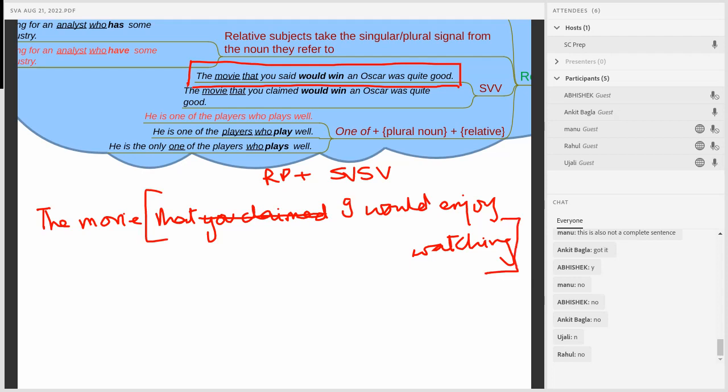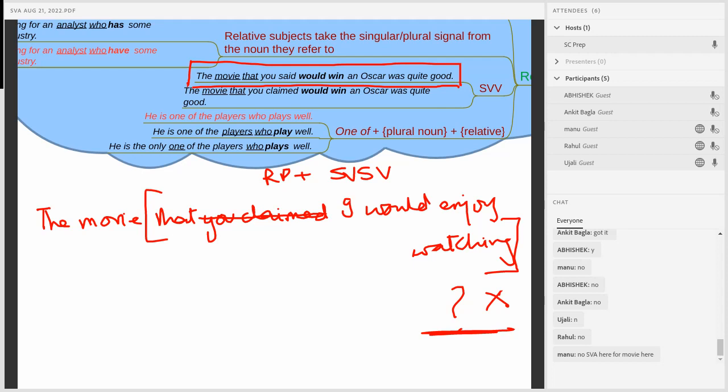Excellent. So we tackle SV the same way. We check the first subject verb combination. We check whether it makes sense with the noun. Is it possible to claim a movie? No. So mentally remove it. That's not part of the description. So the movie that I would enjoy watching is still just a movie. There is no verb available for the movie. And therefore, this is an incomplete sentence. No matter how many verbs you see in this entire construction, there is not a single verb available to the noun movie. And therefore, doesn't matter how many verbs you have, this is not complete.